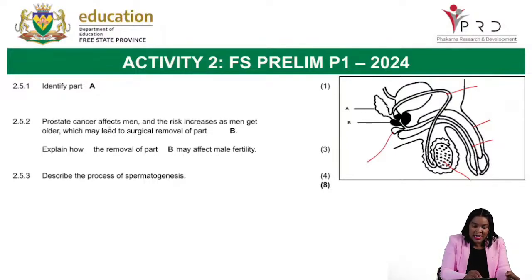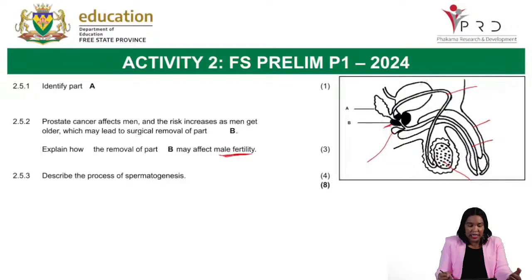Question 2.5.2 says prostate cancer affects men and the risk increases as men get older, which may lead to surgical removal of part B. So part B is this one, the one that causes the prostate cancer. Then explain how the removal of part B may affect male fertility. So if they remove this part B, how is this going to affect this male's fertility?